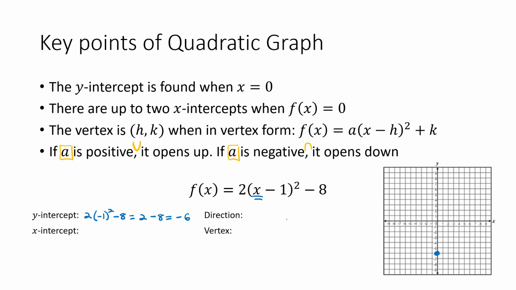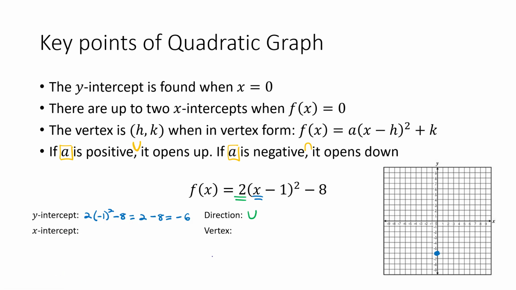The direction, let's do the direction next. We'll come to the x-intercepts last because that's probably the one that takes the most work. For the direction, we look at the a. The a is positive, so it is a happy face parabola. It's going to open upward.